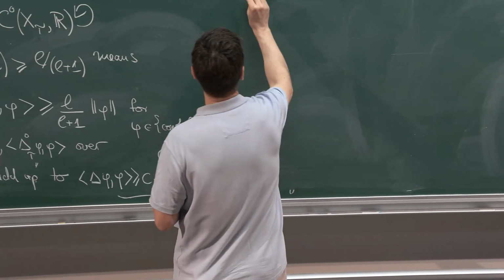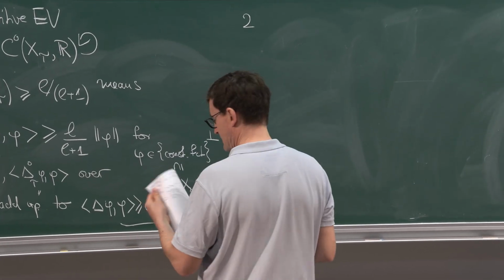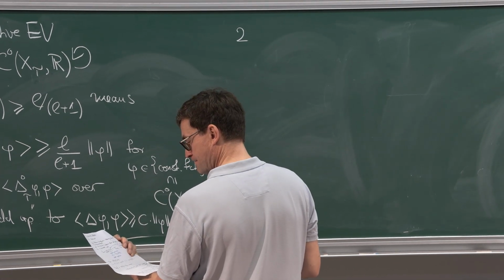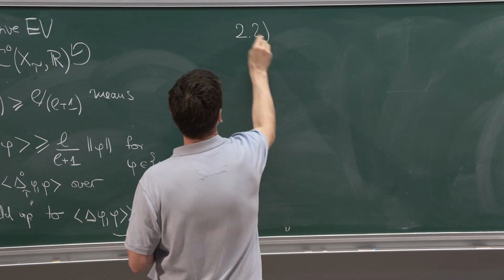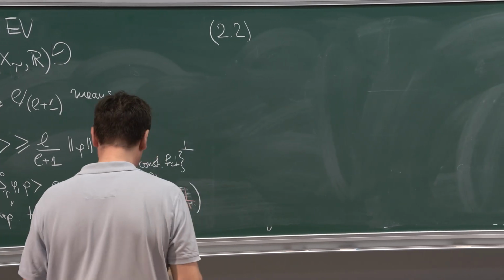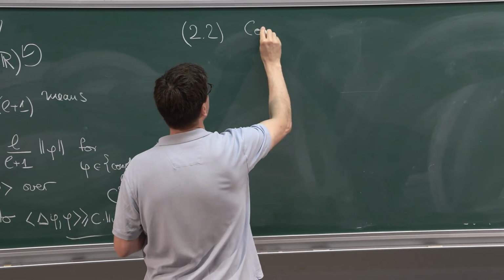But somehow the group theoretic consequence that, oh, my numbering scheme, should be 2.2. So, consequence of this theorem.